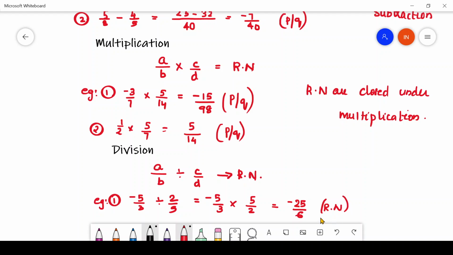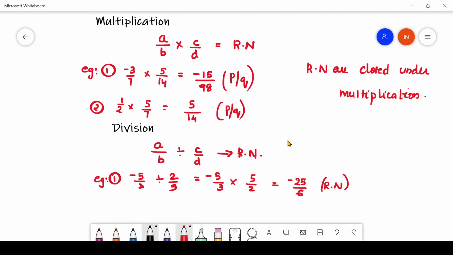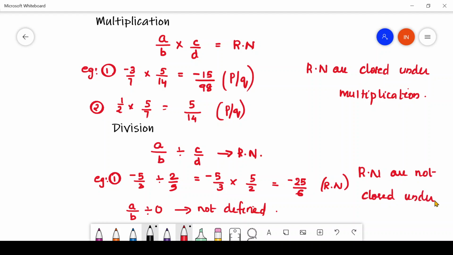Okay, so let me ask you one more thing. If a rational number is divided by 0, what will be the answer? You have already learned that if 0 comes in the denominator, dividing by 0 is not defined. So in general, a by b divided by 0 is not defined. So we can conclude here, right? Rational numbers are not closed under division.